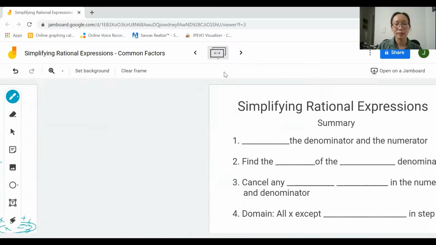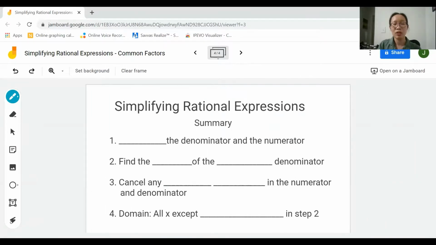Let's summarize. To simplify rational expressions, you want to factor the numerator and the denominator. You want to find the zeros of the original denominator, and these are all the undefined values that will make your original expression undefined. You want to cancel any common factors in your numerator and denominator, and your domain will be all x's except the undefined values from step 2.